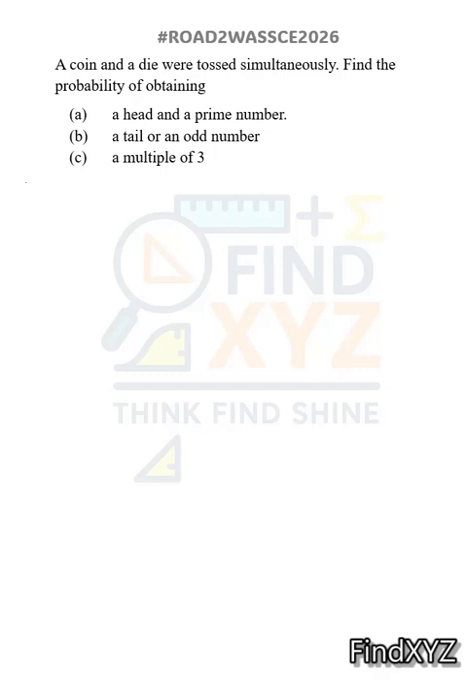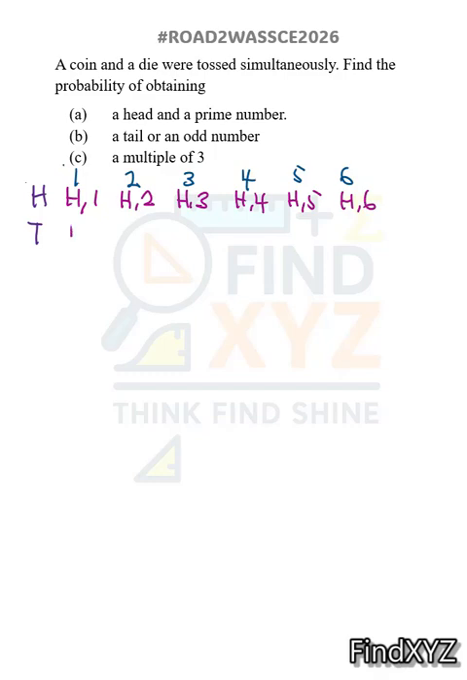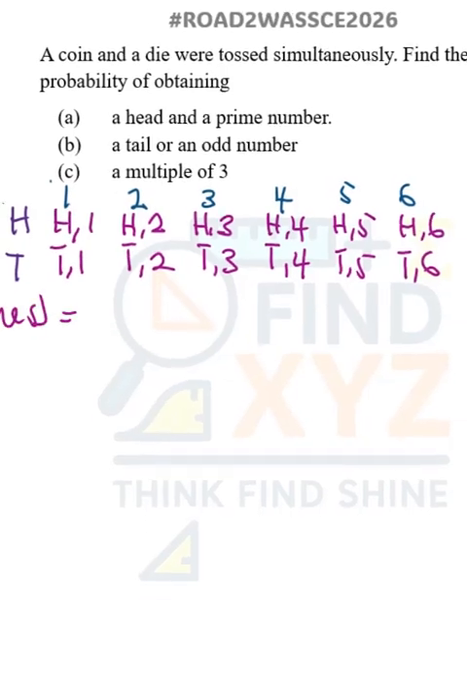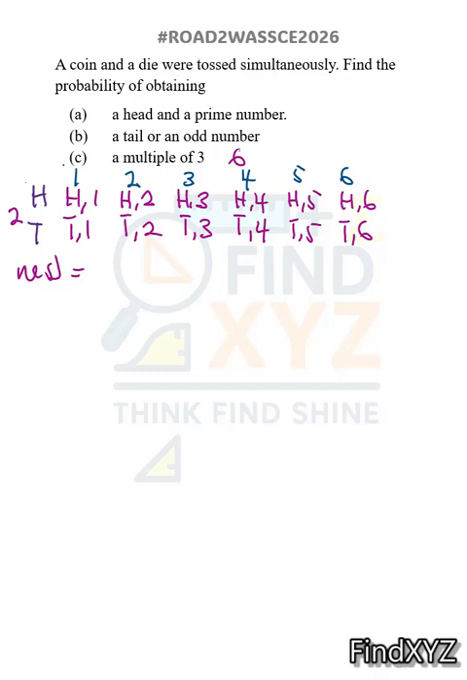For a coin, you either get a head or a tail. And what about a die? For a die, you get numbers ranging from 1 to 6. So you can either get a 1, a 2, a 3, a 4, a 5, or a 6. When we perform these operations at the same time, these are all the possible outcomes. How many are they? The coin is giving us 2, the die is giving us 6, so 2 by 6 will give us 12. So the number of sample is 12. This is what we are going to select our event from.